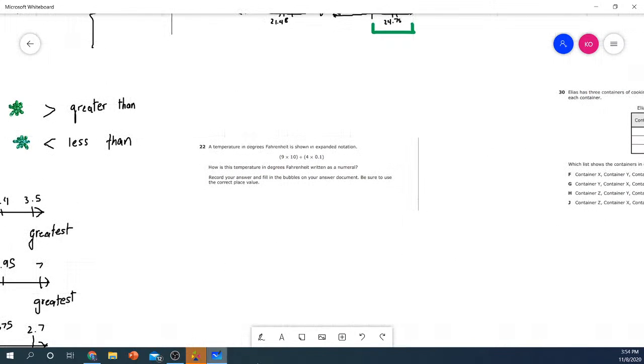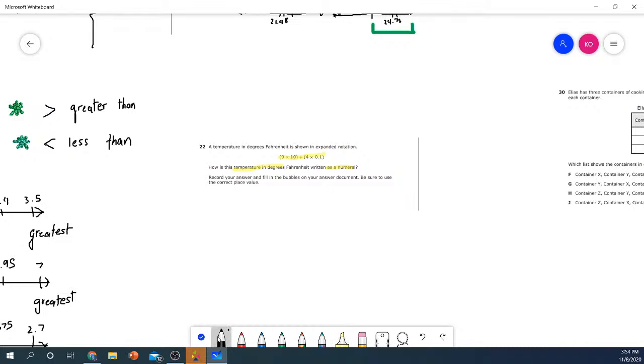Right, so let's start by highlighting our question and keywords from the question. A temperature in degrees Fahrenheit is shown in expanded notation. And you have the expanded notation right here. How is the temperature in degrees Fahrenheit written as a numeral?